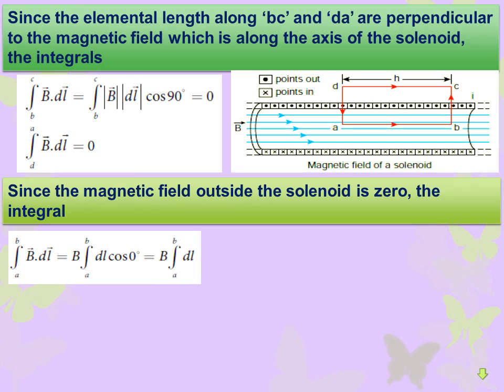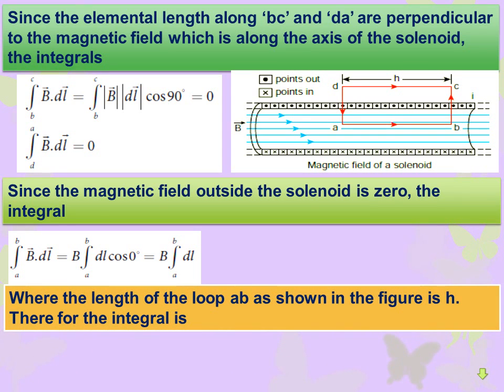Since the magnetic field outside the solenoid is 0, the integral from A to B of B dot dl is equal to B times the integral from A to B of dl cos theta, or B times the integral from A to B of dl. The angle is 0, so cos 0 degrees is equal to 1. So we get the value B times the integral from A to B of dl, where the length of the loop AB as shown in the figure is h. You can see the length of the loop A to B is h.